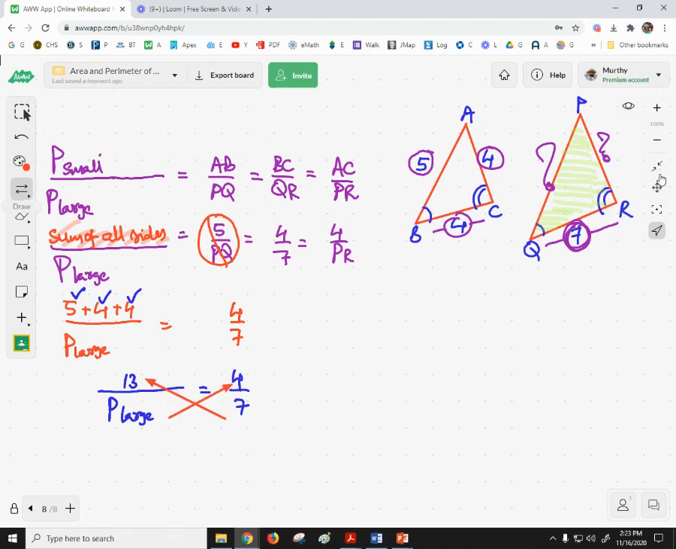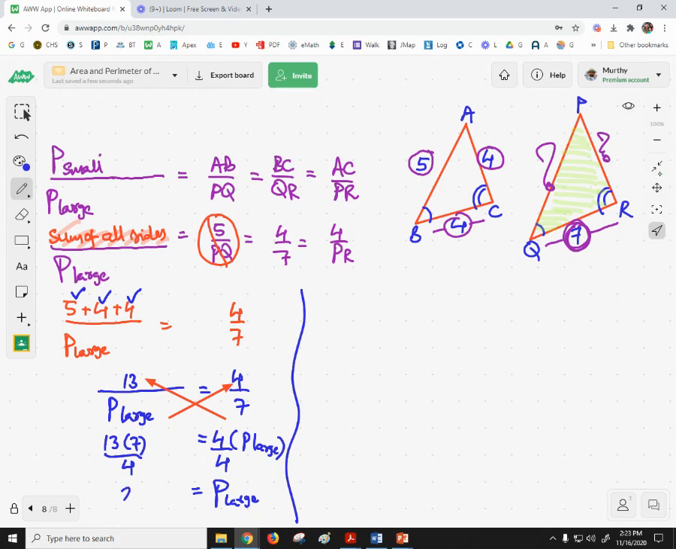We discussed these kinds of questions in our previous classes. So let's compute. That is 13 times 7 equals 4 times the perimeter of the large triangle. To eliminate 4, I have to divide. At this point, I'm using my TI-84 calculator. That is 13 times 7 over 4. That gives me 22.75. So that's the perimeter of the large triangle.